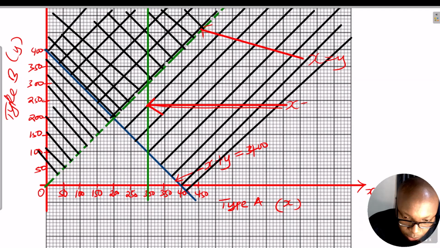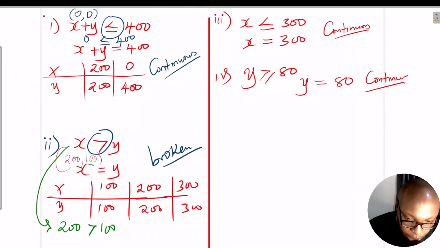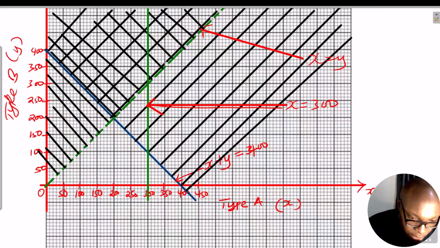x equals 300, continuous line. So which side do we shade? It is x is less than 300. That means we require the left-hand side of that line. The left-hand side is the one that is less than.